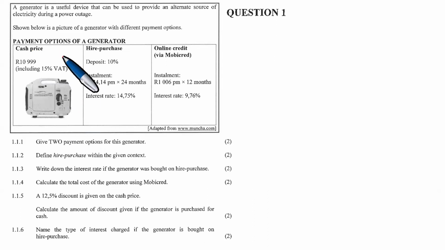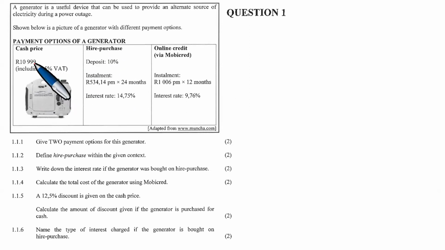Now, there's a cash price. The cash price of this generator is 10,999 rand, including 15% VAT, value added tax. Now there's a hire purchase, and the hire purchase requires a deposit of 10%. So if you have cash, you pay 10,999 rand, which includes 15% VAT.